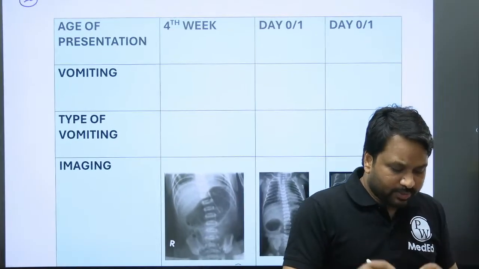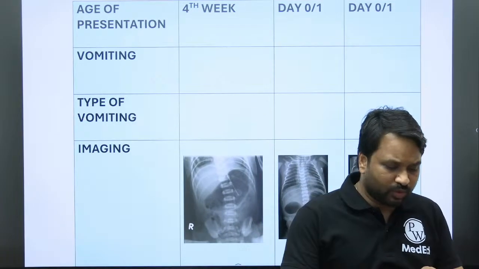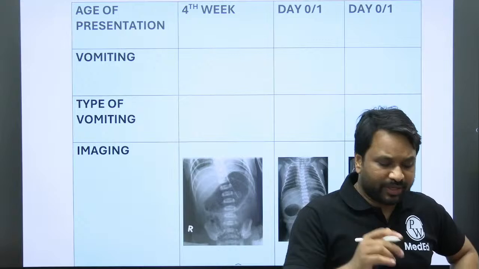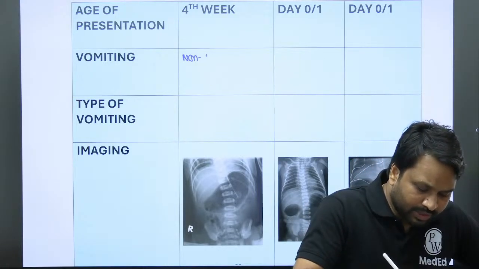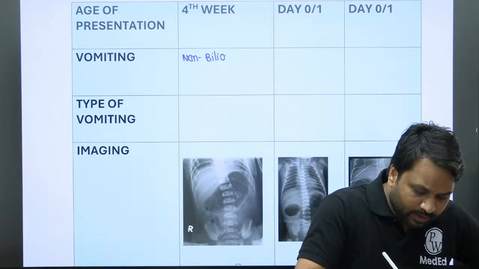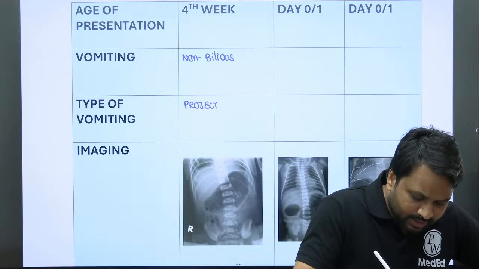Now here it's about neonatal vomiting. We'll see how they are presented, on which day they are presented, and how we are going to talk about it. If a baby is 4 weeks old and presents to you with non-bilious vomiting, it is going to be non-bilious vomiting, and this is going to be projectile in nature.